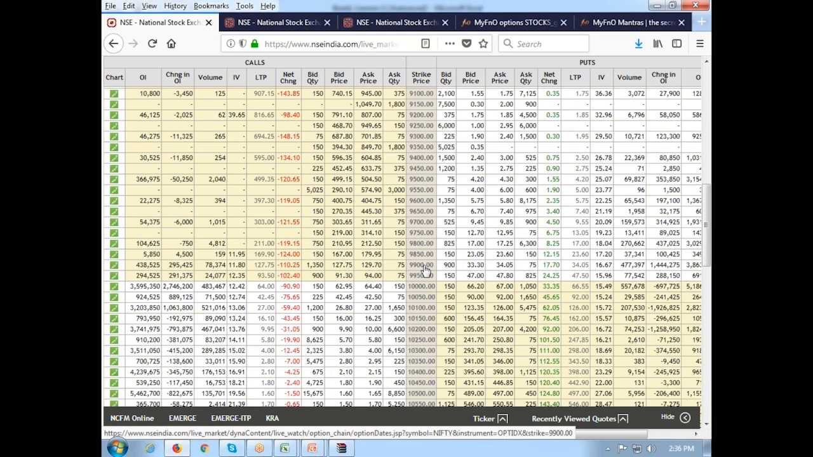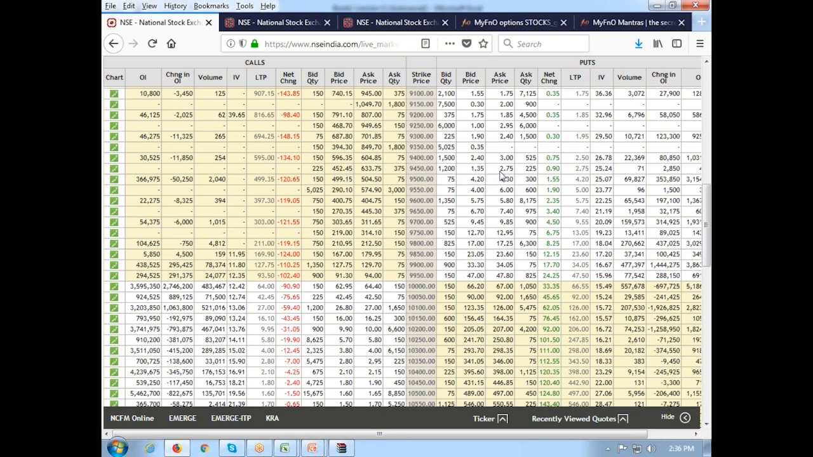Getting it? If you sell Nifty at 9,800, which is 200 rupees lower, then you'll pay much lesser premium. Suppose we compare these two examples, right? At 9450 it is 1.35, but at 9400 it is 2.40.